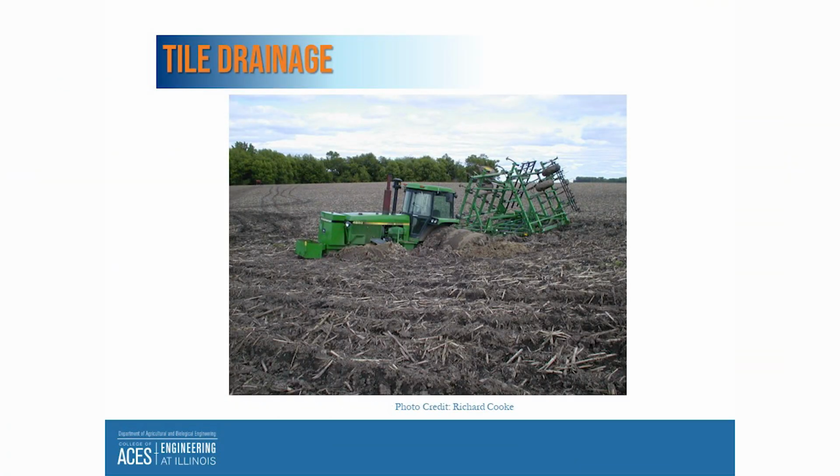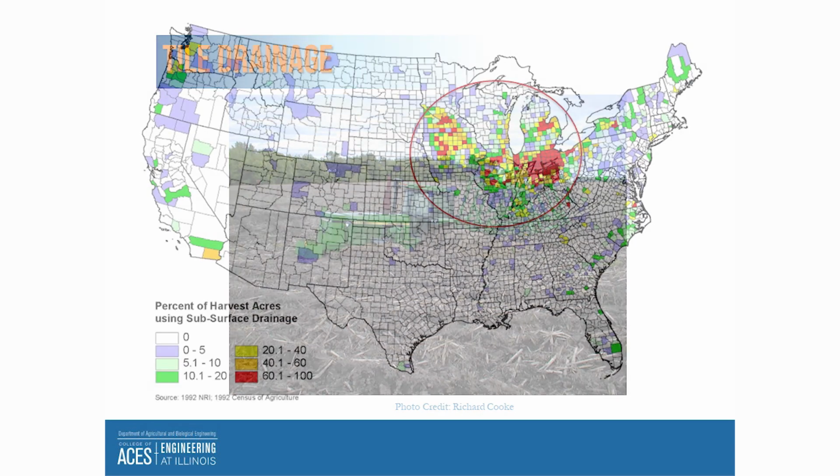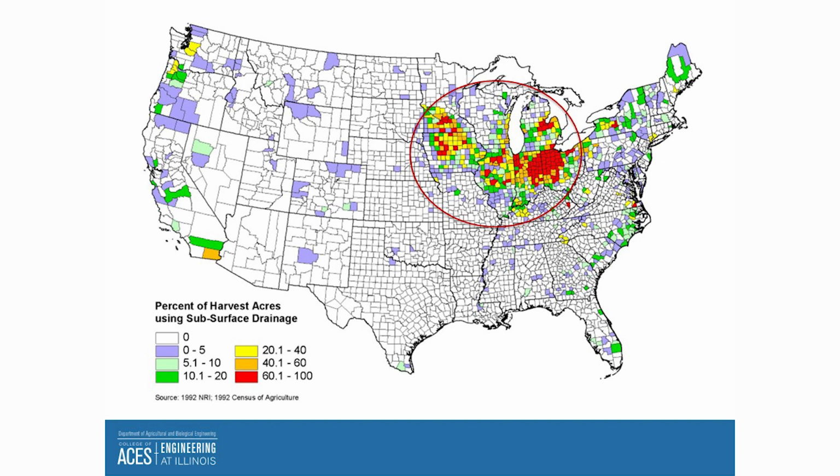And if you look at how prevalent this practice is, this diagram, coming out of the National Census of Agriculture a few years ago, shows it's a very common practice, especially in the upper Midwest, the upper Mississippi River Basin, northern central Illinois, Indiana, Ohio, Michigan, even Iowa, and some parts of the Dakotas.